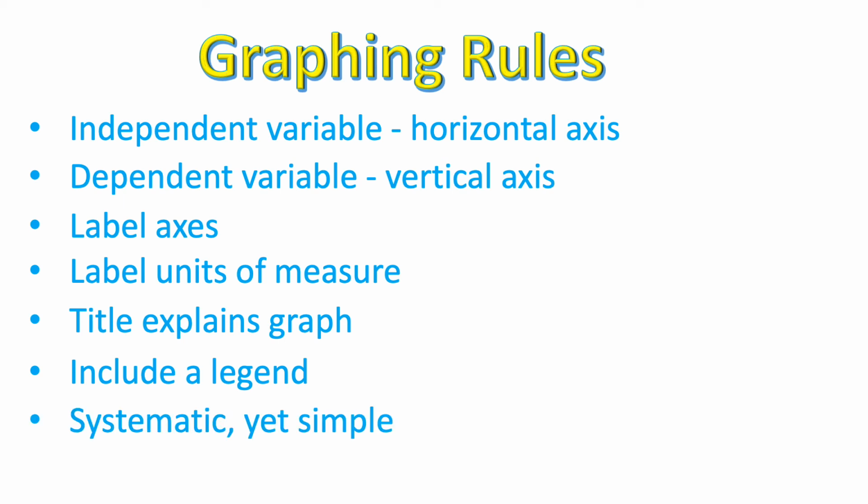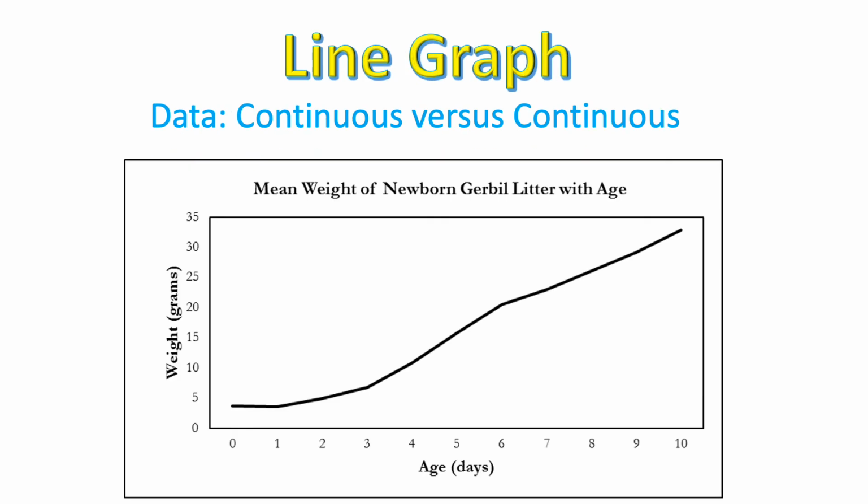Your graph also needs to be systematic yet simple. This essentially means that I should be able to look at it and get all the information I need about your data. However, it should also not be so complicated that it takes me an hour and a half to read, okay? Pie charts also do not have axes. So if you're using a pie chart, then you don't have an axis at all. So here is an example of a line graph. Line graphs are continuous versus continuous data.